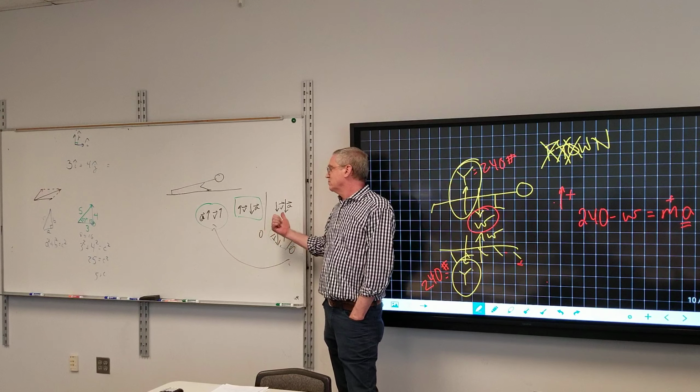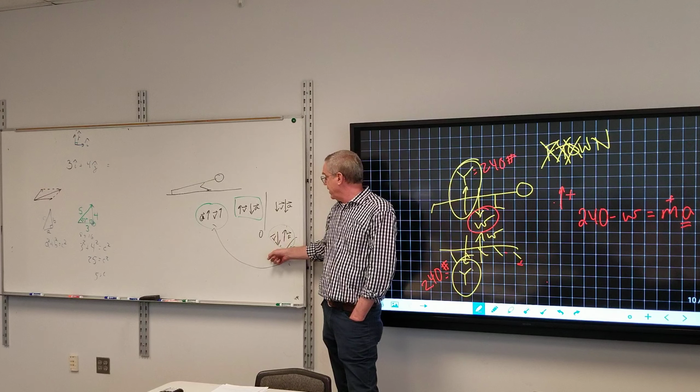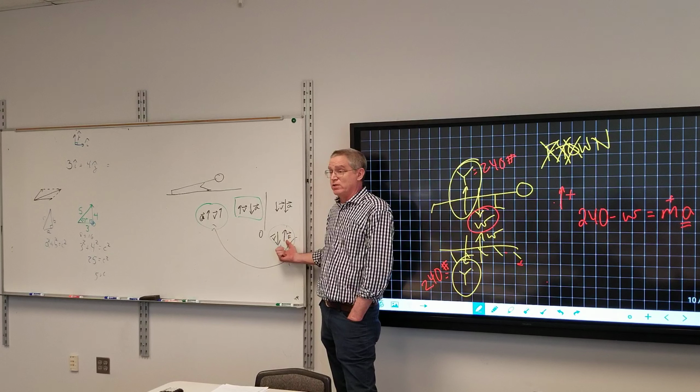So as you start to slow down, I'm still moving down, but as I slow down, my acceleration has to be in the opposite direction, so my acceleration is pointing upwards. Which means the upward force is bigger than the downward force.